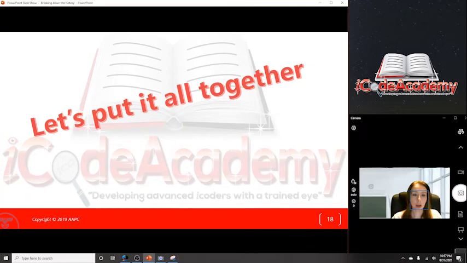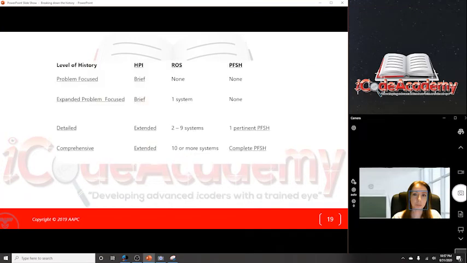All right, now it's time for us to put this all together. Here's an overview. I want you to take a screenshot, take a really good look at this. I'm going to hang out here for a minute. The 4 levels of history, and then it breaks them down by HPI, review of systems, and our past histories. So here you can see an overall problem-focused history requires a brief HPI, no review of systems, and no past family or social or medical history.